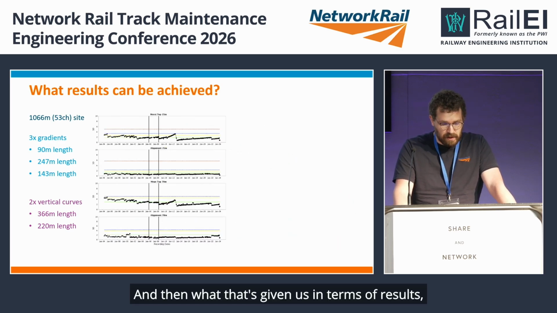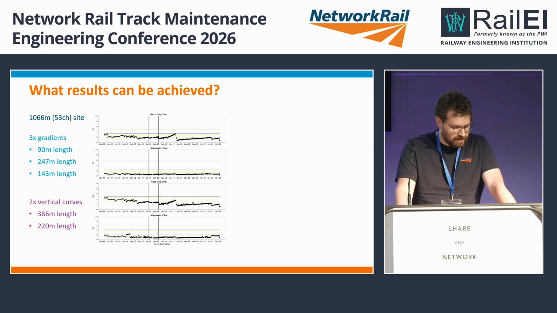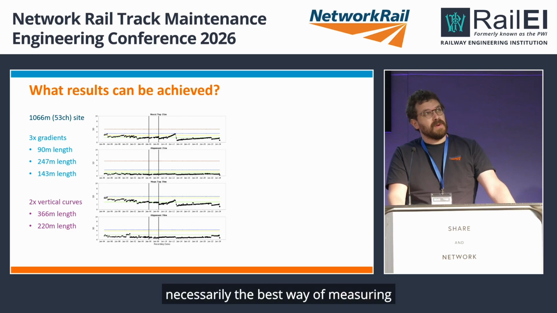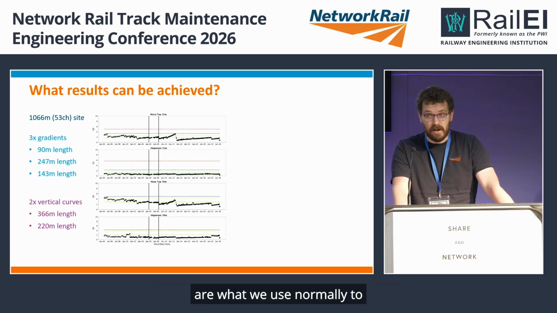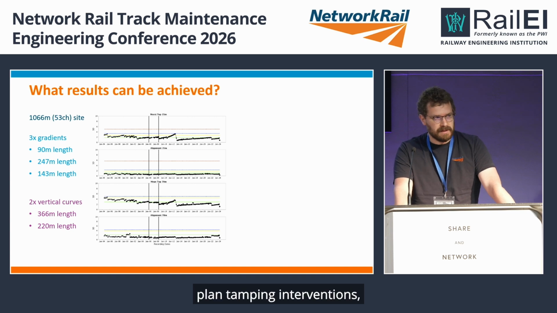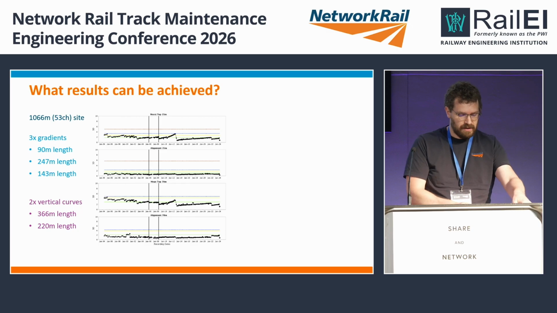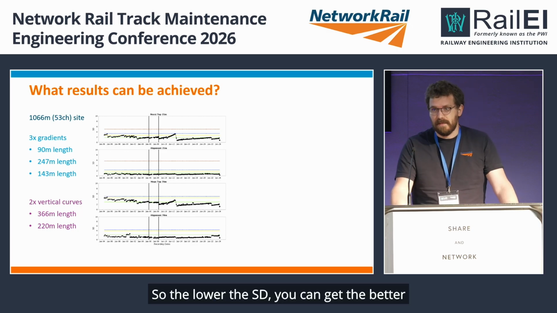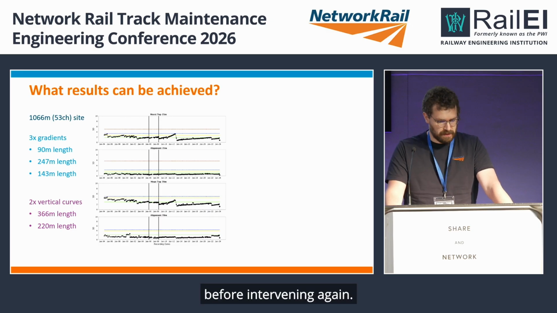And then what that's given us in terms of results, looking at our SDs. And I know SDs aren't necessarily the best way of measuring one design compared to another, but SDs are what we use normally to plan tamping interventions, stone blowing interventions, particularly on high-speed track. So the lower the SD you can get, the better your starting point, and the more space you're giving yourself for deterioration before you intervene again.